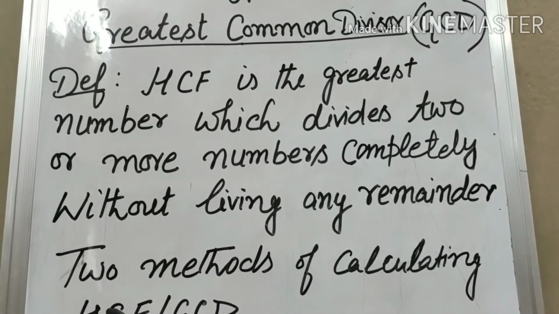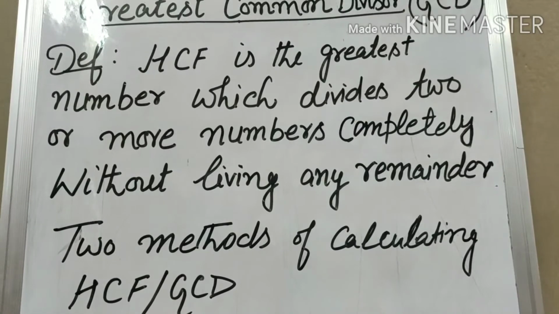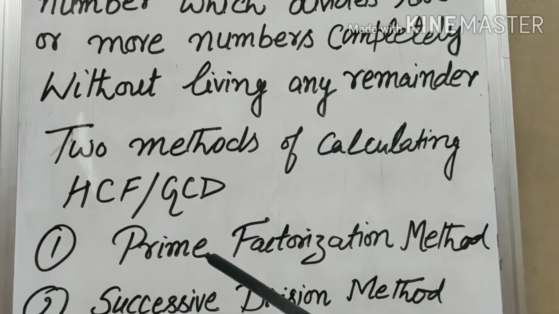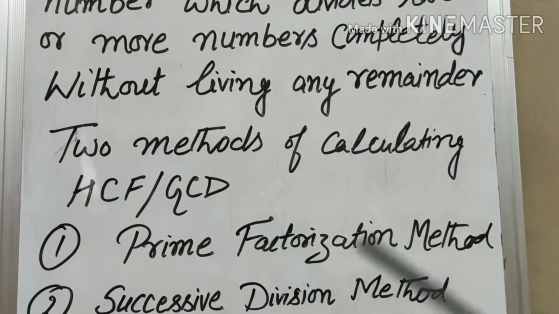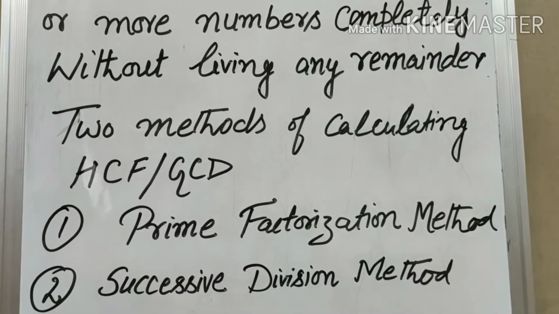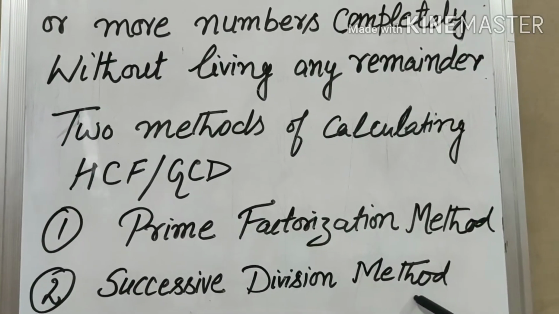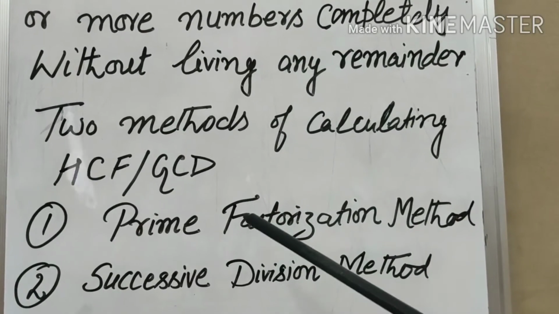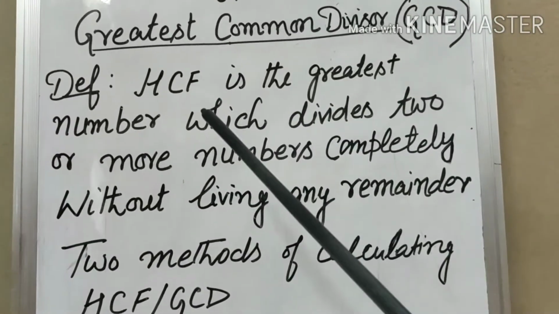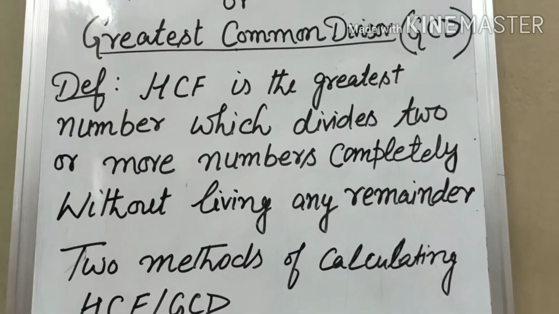There are two methods of calculating HCF or GCD. First one is prime factorization method and second is successive division method. So in both these methods we find the HCF of two or more given numbers.